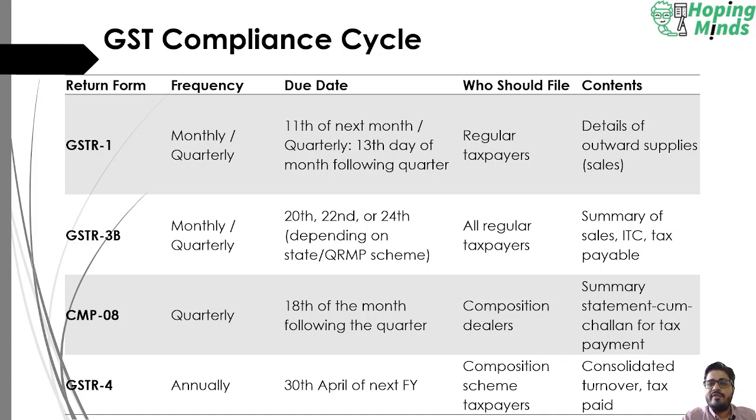This form automatically fetches the data of input tax credit from GSTR2B. The due date for filing of GSTR3B is the 20th, 22nd or 24th depending on the state or the quarterly return monthly payment scheme opted by the taxpayer. In GSTR3B, the final tax liability is ascertained by reducing the input tax credit from the total outward tax liability of the taxpayer. Only the net balance is to be paid then.